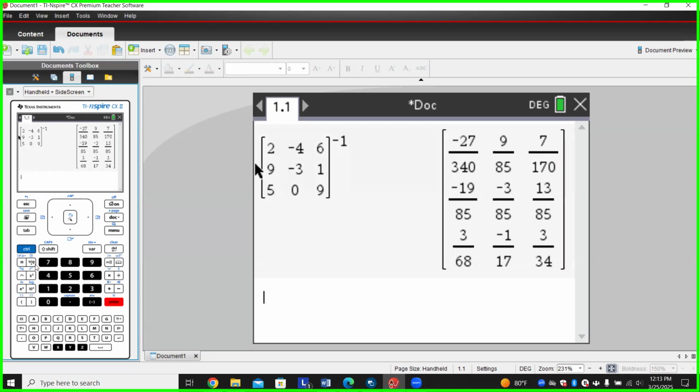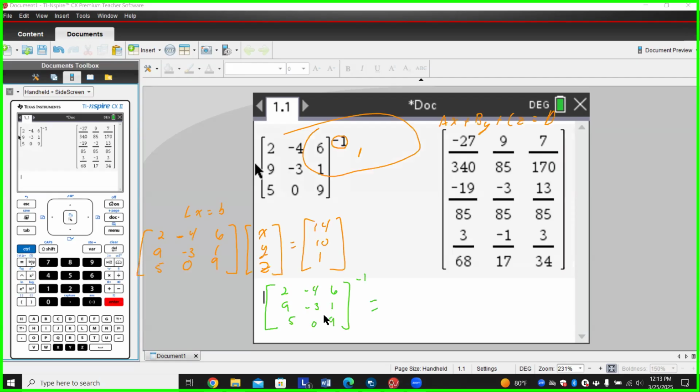So if you want to go ahead and take this time to write that. So again, you would ask for just the inverse, which in this case is really gnarly looking. So -27 over 340, 9 over 85, 7 over 170, -19 over 85, -3 over 85, 13 over 85, 3 over 68, -1 over 17, 3 over 34.